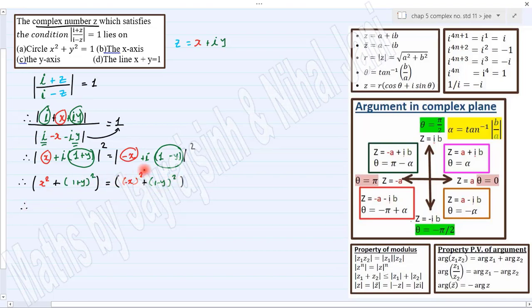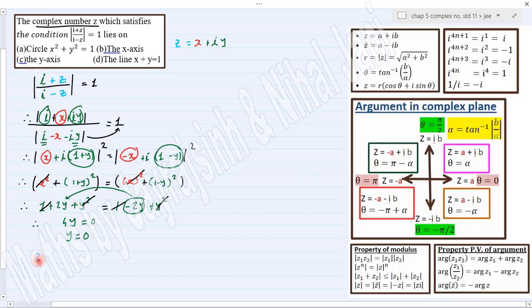Now here, minus x square is also x square, so x square will cancel out, and let's expand 1 plus y square. So we will get 1 plus 2y plus y square. Similarly, on the right hand side, expansion of 1 minus y the whole square will be 1 minus 2y plus y square. Your y square and 1 can be cancelled out, and we can say this minus 2y goes to the left hand side, and we will get 4y equal to 0, or we can say y is equal to 0.